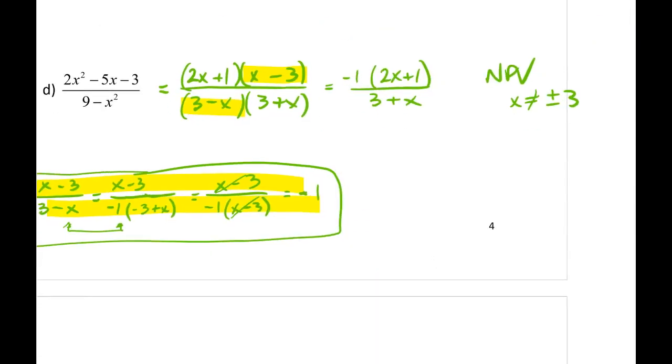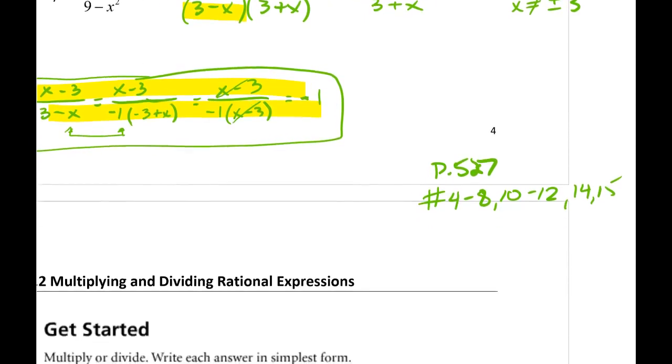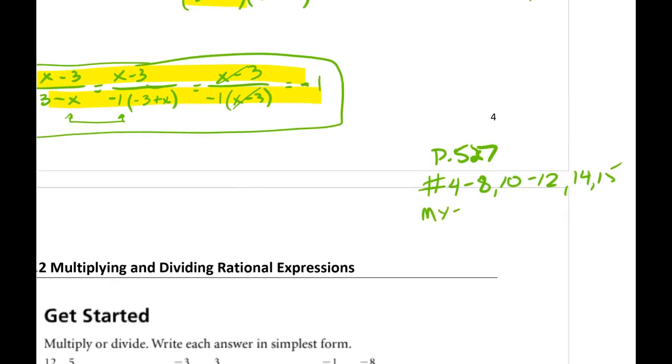Alright, I'm going to give you a little bit of homework. I'd like you to try on page 527, numbers 4 to 8, 10 to 12, 14 and 15. And on the My site, there is a worksheet called Simplifying Rational Expressions.